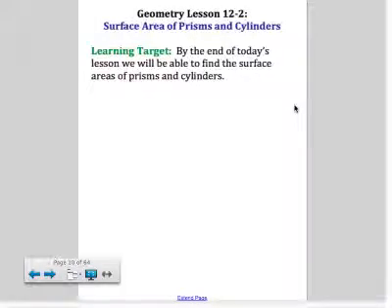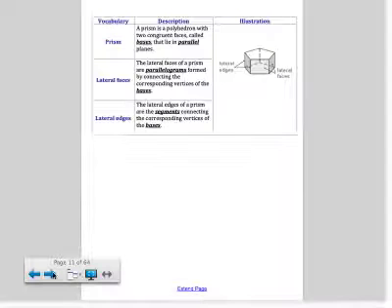In today's lesson, we are looking at surface area of prisms and cylinders. Again, as I told you before when we were going through last chapter, this chapter is going to be a lot of formulas as well that you're just going to have to commit to memory and understand how and when to use them and how to apply them to certain scenarios.